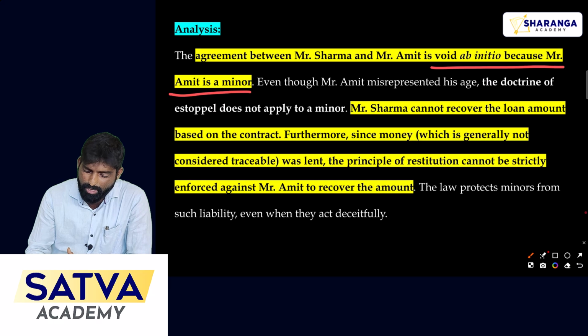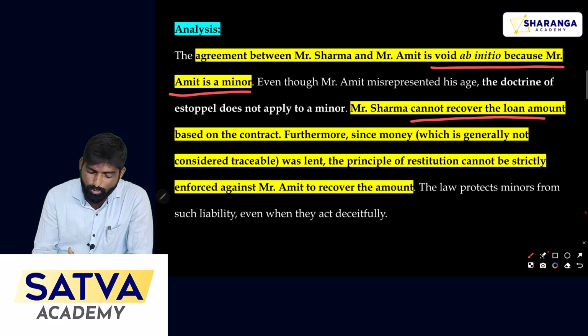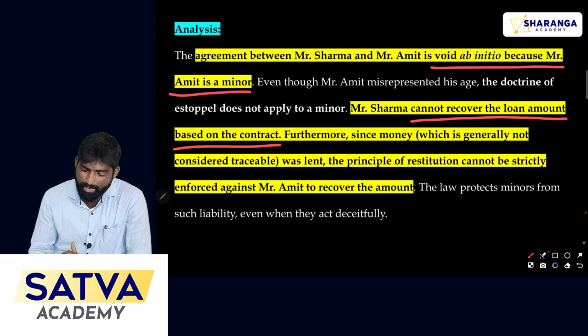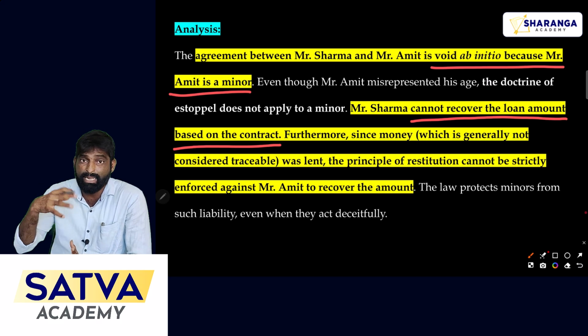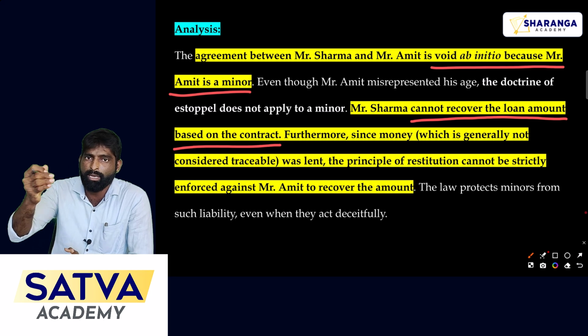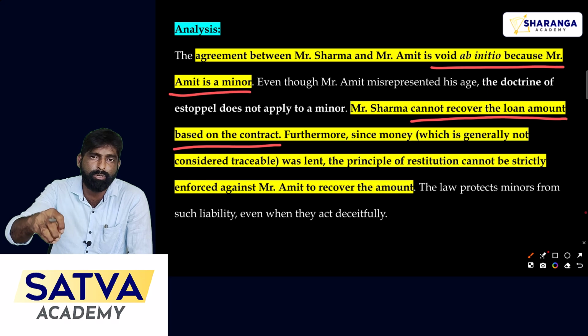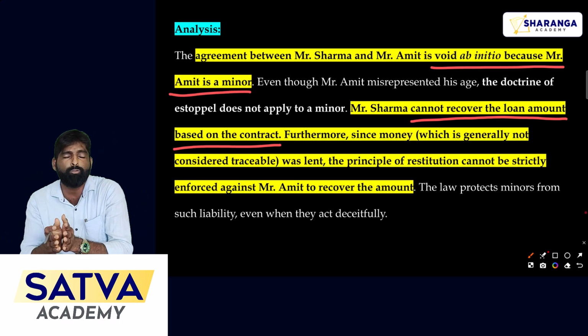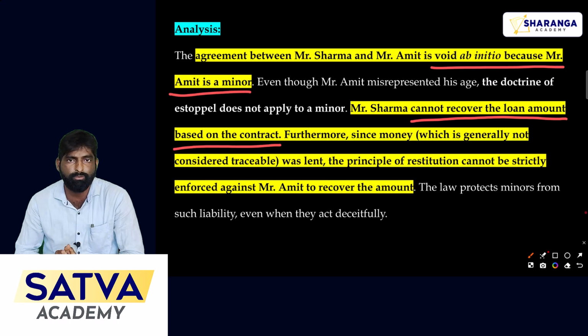Now Sharma in this case cannot recover the loan amount based on the contract. And regarding the money, if the money is traceable, then you can recover that traceable money. Here you can't claim compensation against the minor because the court will not entertain the case filed against the minor because of the void nature of the contract.